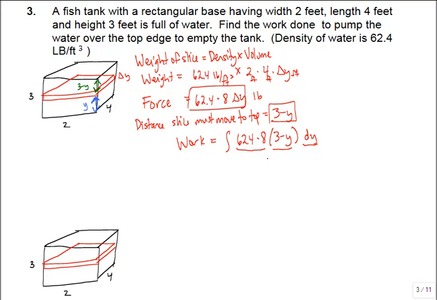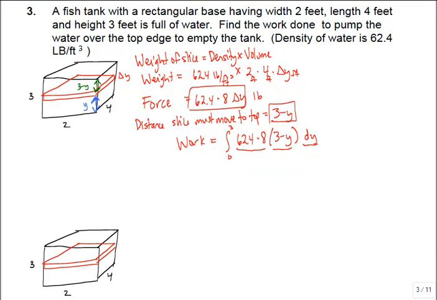Now all I need are my bounds. So we look at this y and we figure out how y needs to change. Well, the bottommost slice on the bottom would be a height of 0, and I need to go all the way up to the top, which is at a height of 3. So my bounds are going to be 0 to 3. So this is my work integral.